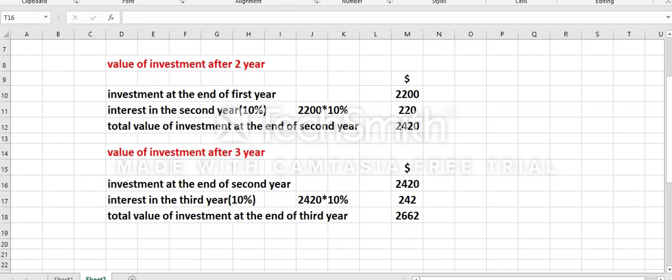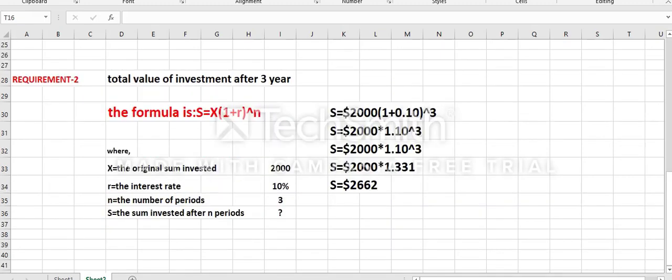Then the value of investment after the third year will be calculated as we just did for the second year. Now come to requirement 2, that is, what is the value of the total investment after the third year.